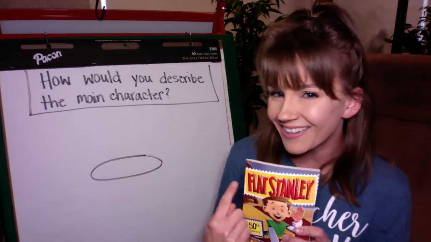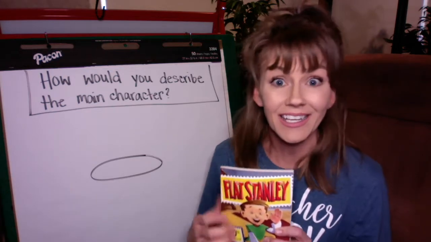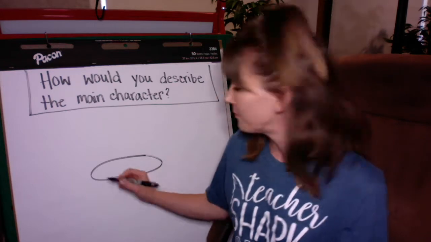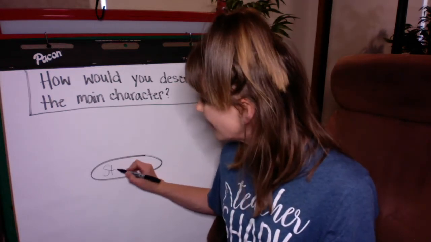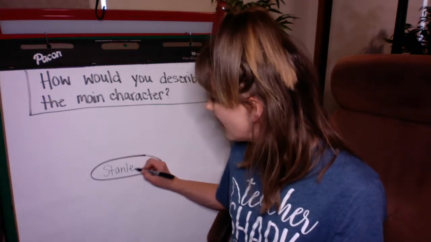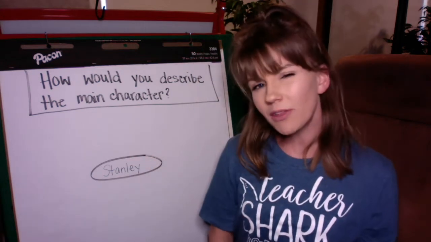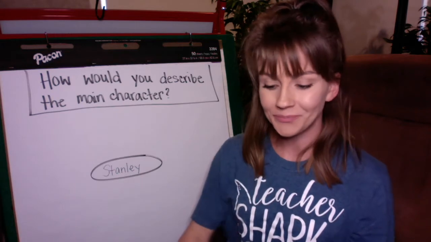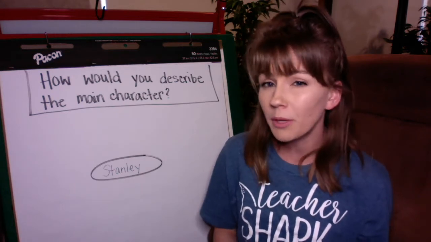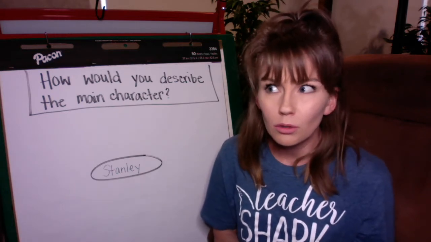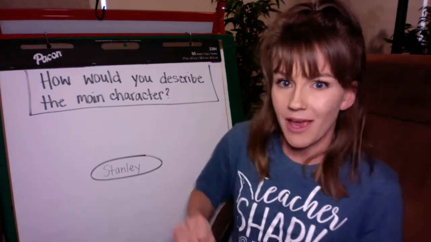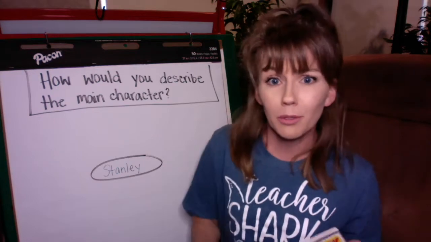Yes, I think you're right. Flat Stanley. So in the middle of my bubble, I'm going to write Stanley. Now the next thing that I need your help with is, what type of a thinking map do you think we should use to describe Stanley? I'm going to let you think for a moment. You're right. It's a bubble map, bubble map.